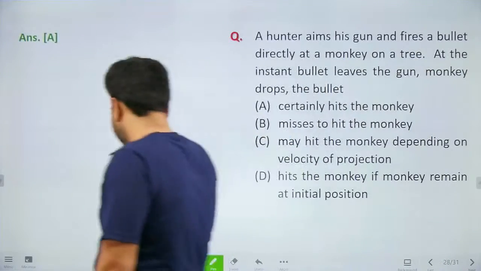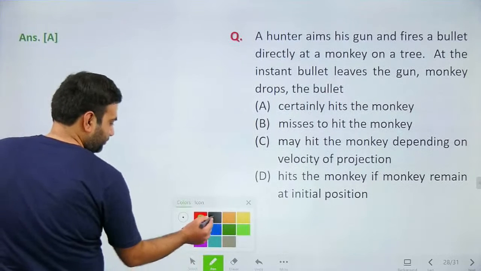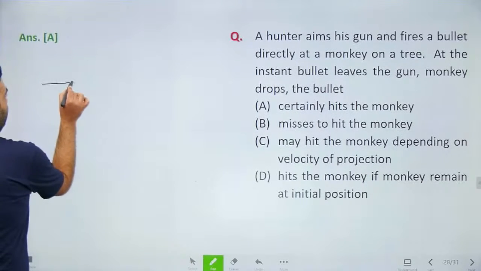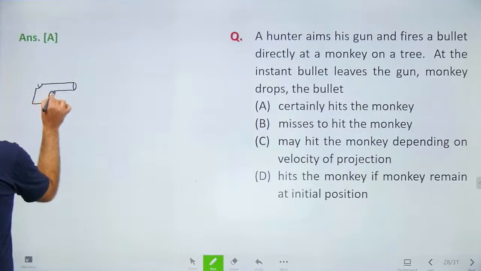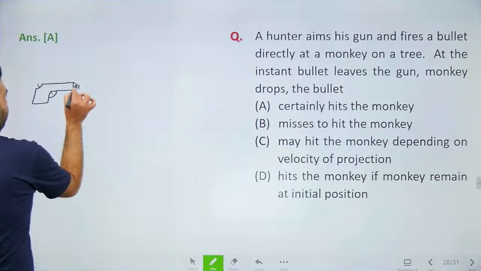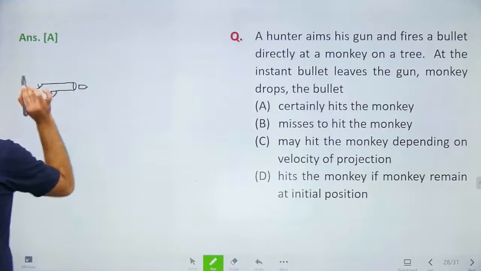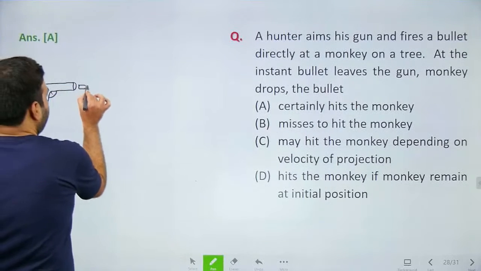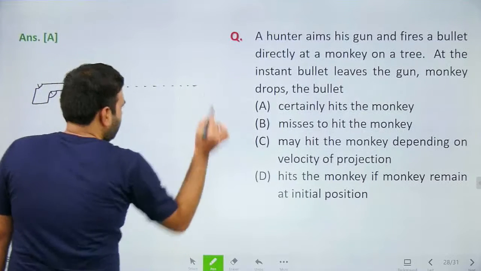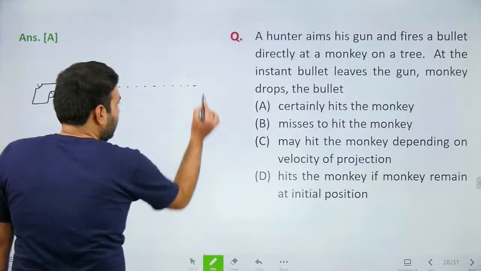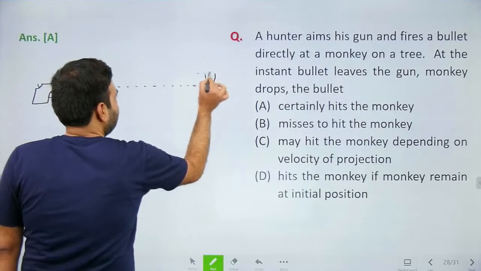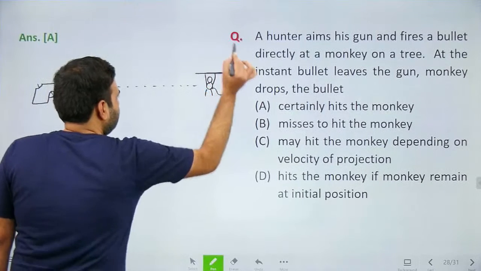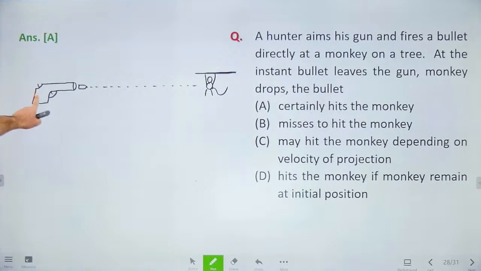See, the question says, we have a hunter. Suppose the hunter is firing from his gun. This is the gun of the hunter, and the bullet is fired at this instant. The bullet was fired aiming at the monkey, and the monkey is present here. Maybe the monkey is holding the tree. Now, when the bullet leaves the gun, the monkey drops.